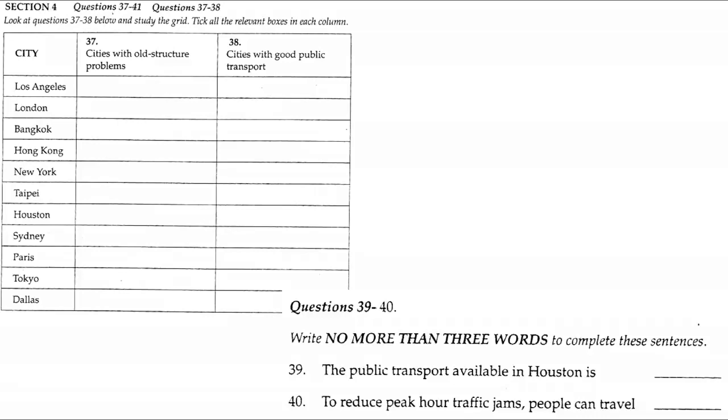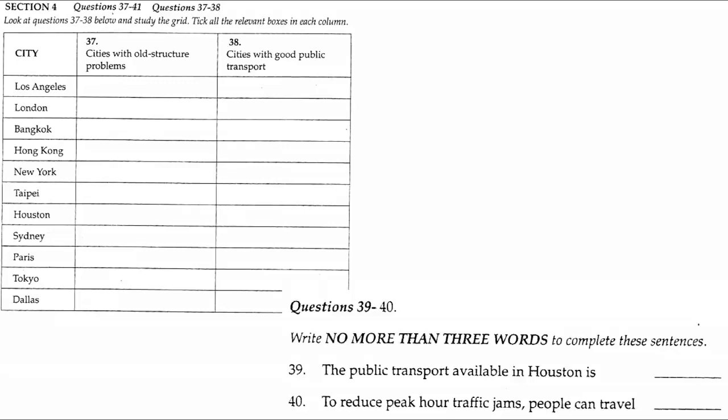Now answer questions 39 to 40. Write no more than 3 words for each answer. Notably absent from this discussion of cities with good public transport are the cities I nominated previously as not having old structure problems: Houston, Los Angeles and Dallas.